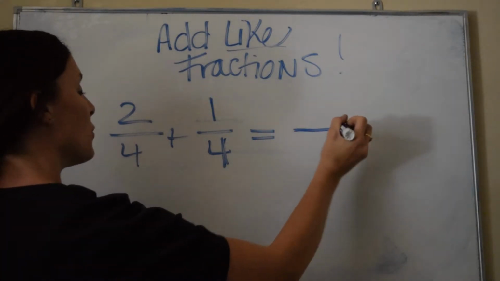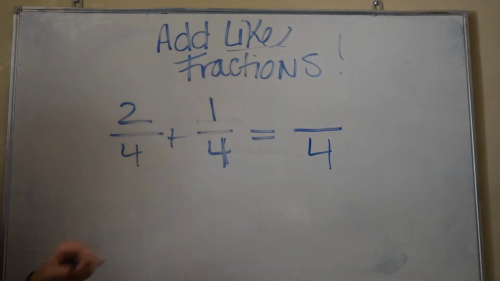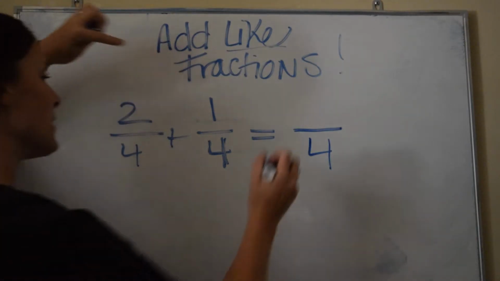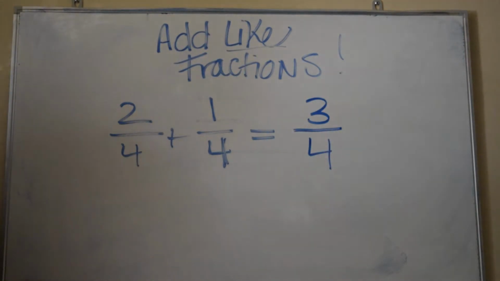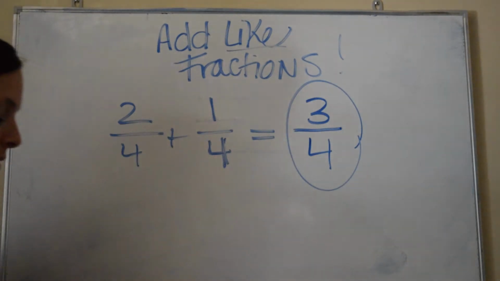So what you do is bring the denominator over to your answer. The 4 is going to stay. Then you add the numerators. 2 plus 1 is 3. And then you check, is it simplified? It is simplified because the only number they share as a factor is the number 1.